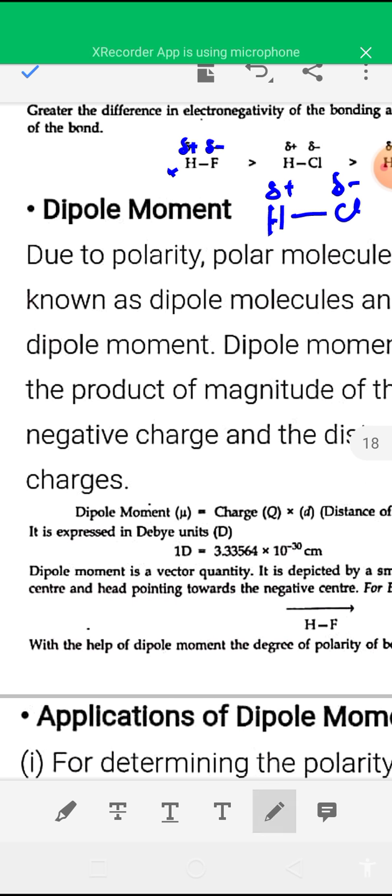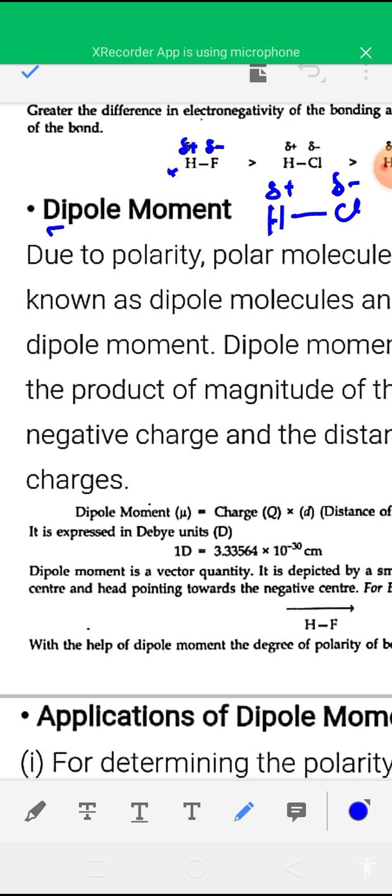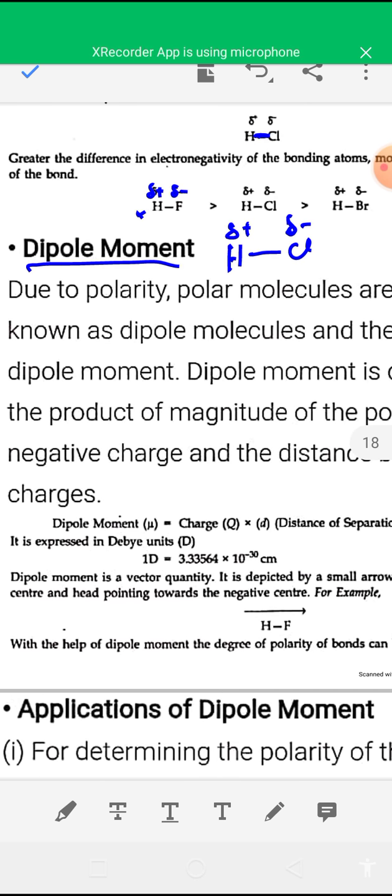Now see the next important topic, dipole moment. And what is the use of dipole moment? It is used to measure the polarity of a covalent bond. I have told you that some covalent compounds or covalent bonds are polar in nature, formed between two atoms of different electronegativity, and the polarity of a covalent bond is measured in terms of dipole moment.